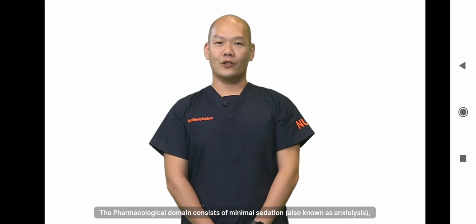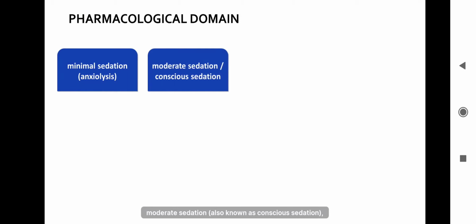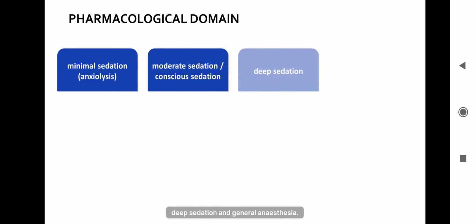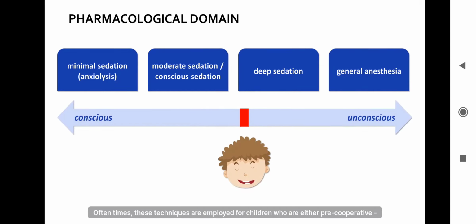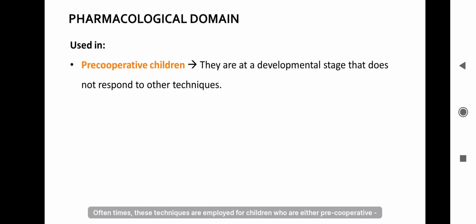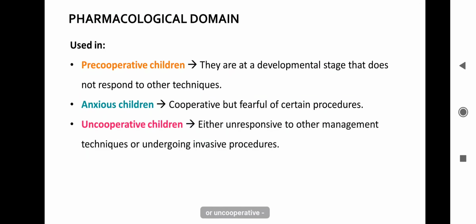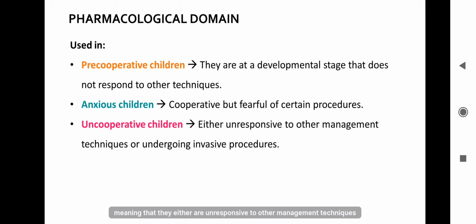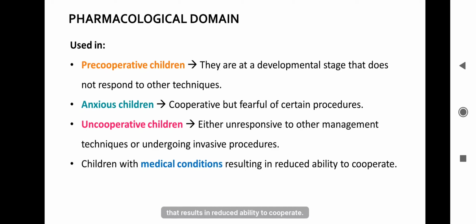The pharmacological domain consists of minimal sedation, also known as anxiolysis, moderate sedation, also known as conscious sedation, deep sedation, and general anesthesia. Oftentimes, these techniques are employed for children who are either pre-cooperative, meaning that they are at a developmental stage that does not respond to other techniques, anxious, meaning they are cooperative but fearful of certain procedures, or uncooperative, meaning that they either are unresponsive to other management techniques or are undergoing invasive procedures. Sometimes, these patients may also have medical conditions that result in reduced ability to cooperate.